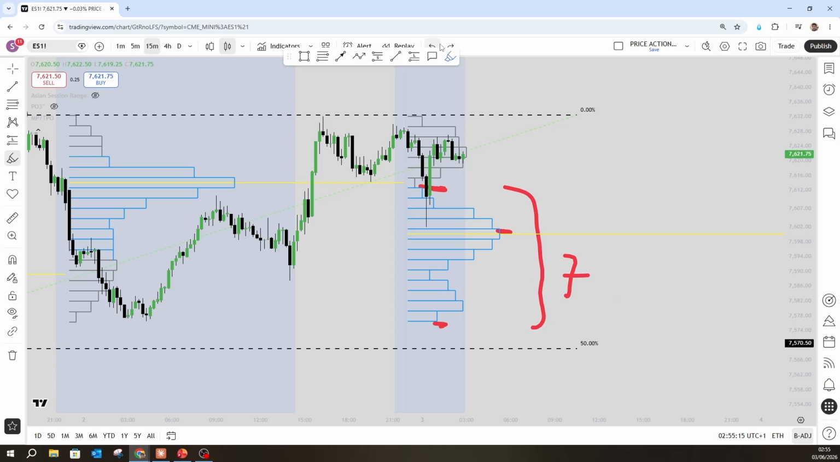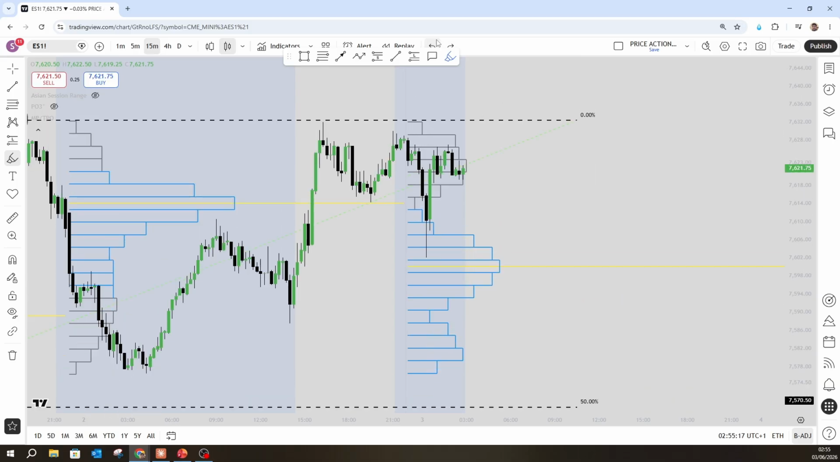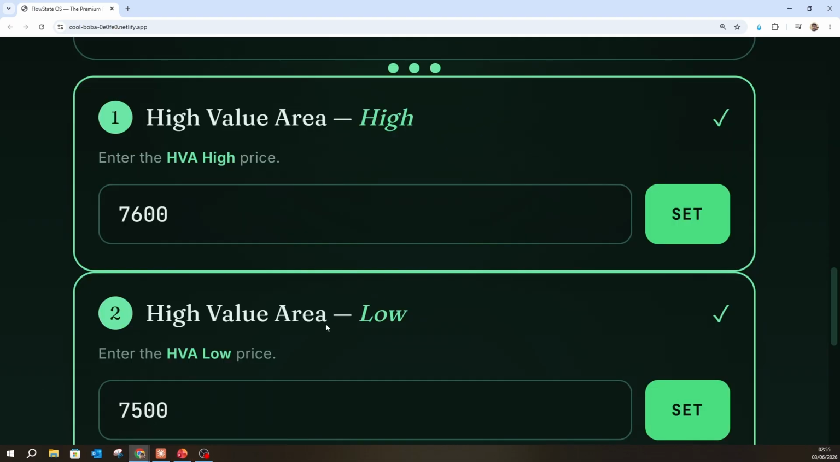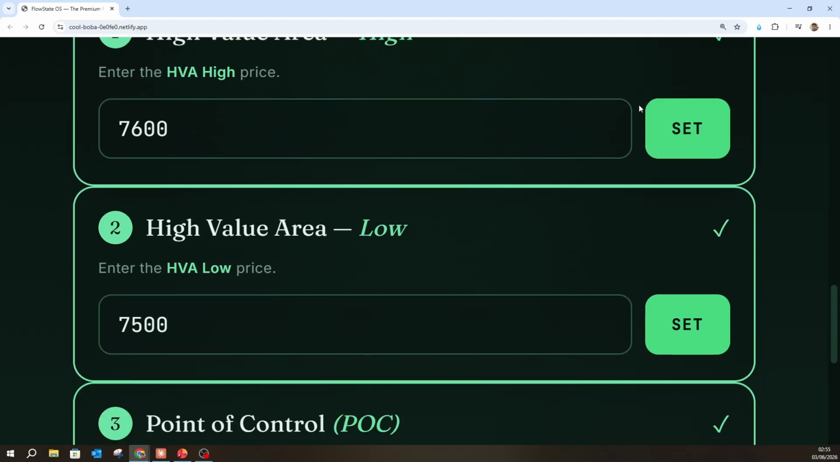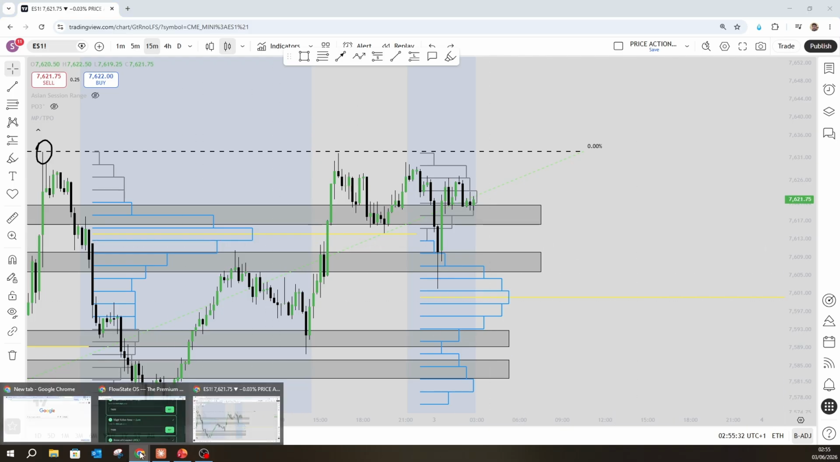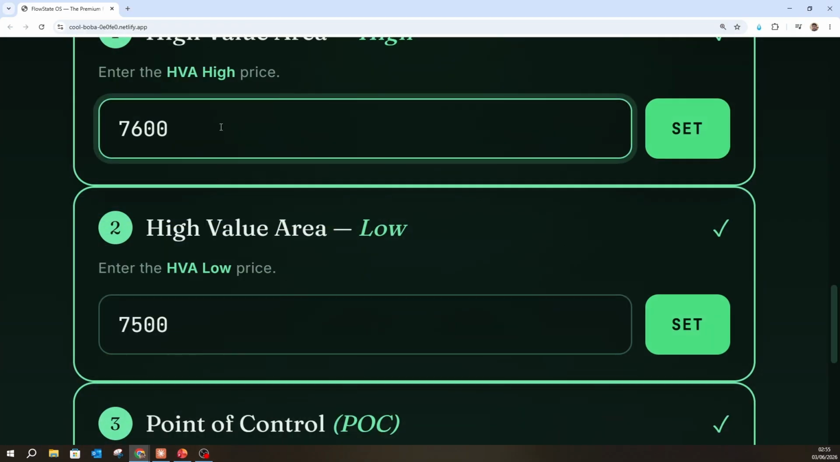So why is this important? I am going to break down exactly why this was important. I think this is very important. If we go back to the FlowState OS app, the FlowState OS app is going to force us to put in the correct data. So the high volume area high, 67.12. If we go back here and type in 67.12, set.